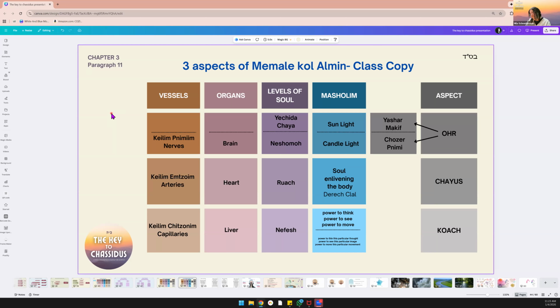As we do these binaries, this is the beginning, stepping foot, right? So that's just thinking about this, focusing mainly on mashalim, but creating those parallel realities between the brain and the heart and the liver, how it corresponds to the level of the souls, which aspect of Mamala Kolamin we are talking about, whether the Or, whether that's Chayus, or whether that's Koach.